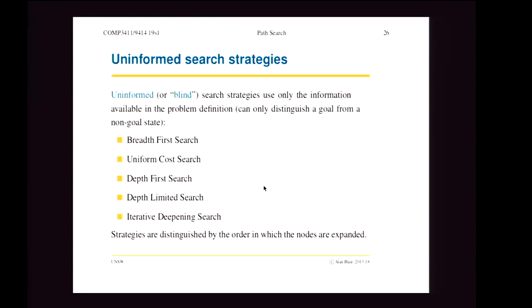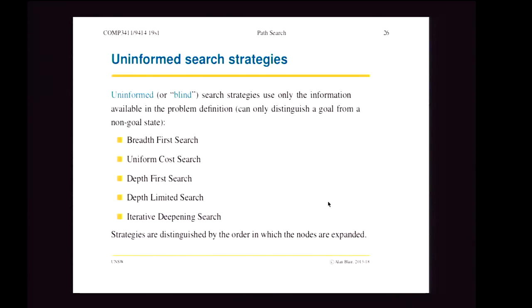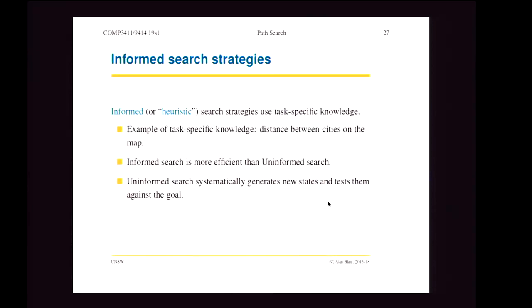Okay, so we're going to start with the uninformed search strategies and then move on to the informed ones. The uninformed strategies we're going to look at are breadth first search, uniform cost search, depth first search, depth limited search, and iterative deepening search. We might look at bidirectional search as well, which is sometimes considered uninformed. And then afterwards, we're going to look at informed search strategies.